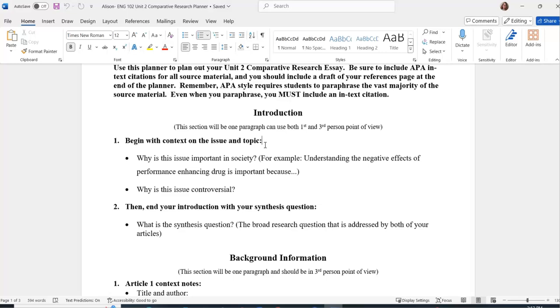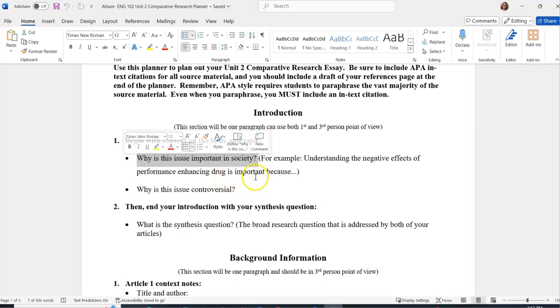By the time you prepare for this particular planner, you already have a dearth of information. You have your 2 articles from Unit 1 that you've learned from, and now you have 2 more articles that you've learned about this issue with. So by this point in time, you should really be able to give some depth in your response to this question: why it's an important issue.